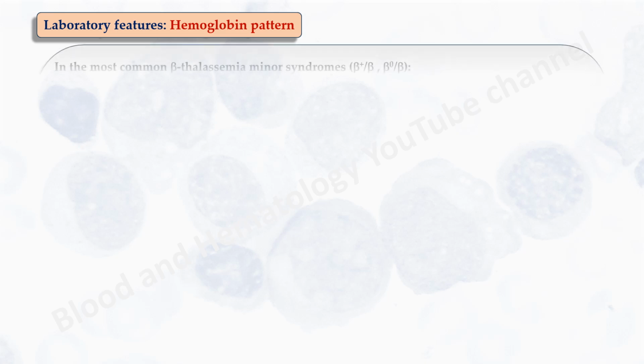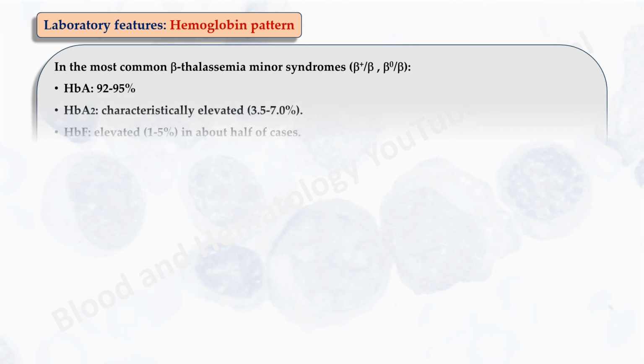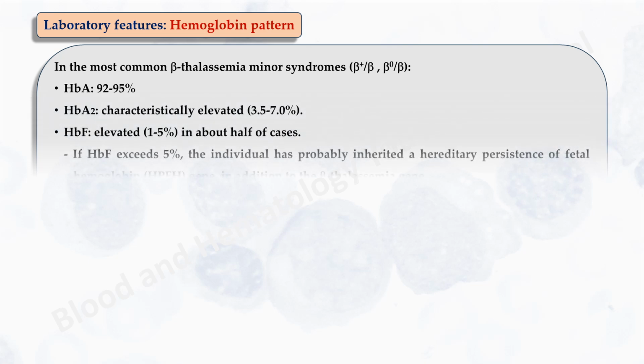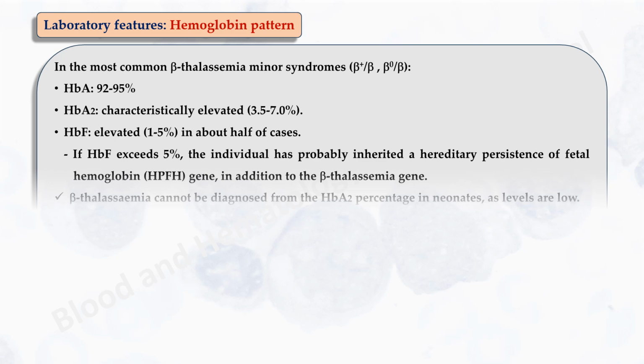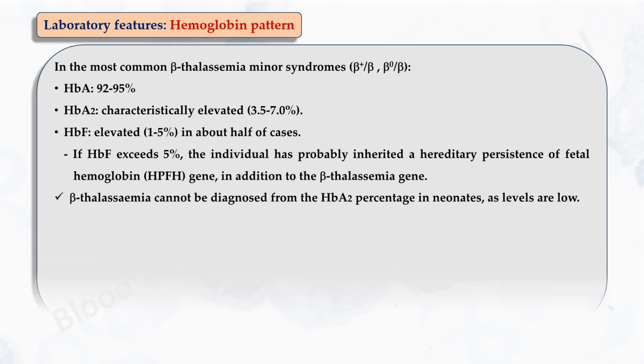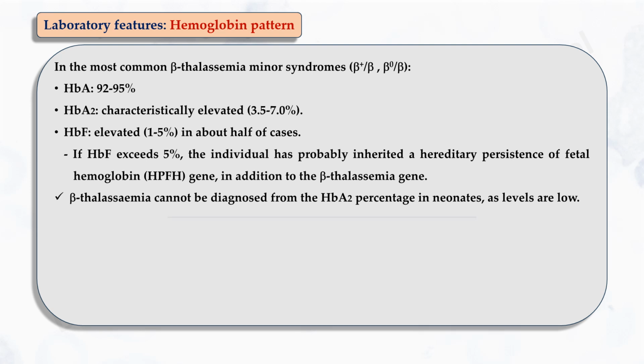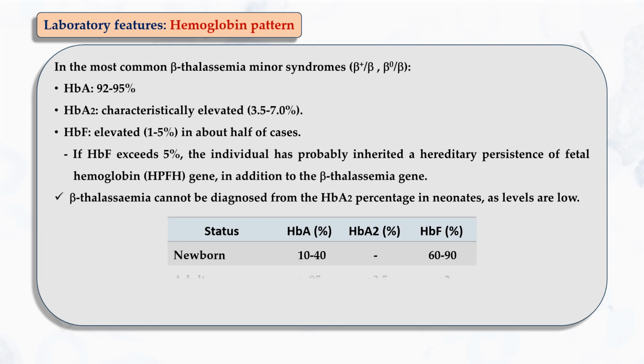In the most common beta-thalassemia minor syndromes, the hemoglobin A level is 92 to 95% and the hemoglobin A2 level is characteristically elevated, and can vary from 3.5 to 7%. Hemoglobin F is elevated in about half of cases. If hemoglobin F exceeds 5%, the individual has probably inherited a hereditary persistence of fetal hemoglobin gene, in addition to the beta-thalassemia gene. Beta-thalassemia cannot be diagnosed from the hemoglobin A2 percentage in neonates, as levels are low.